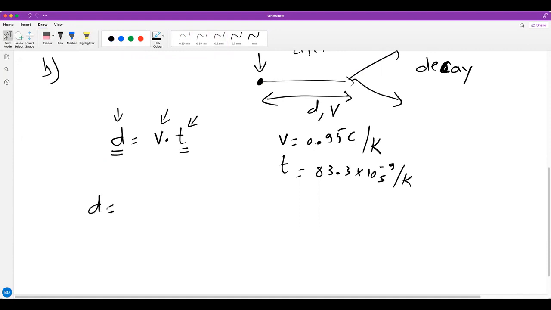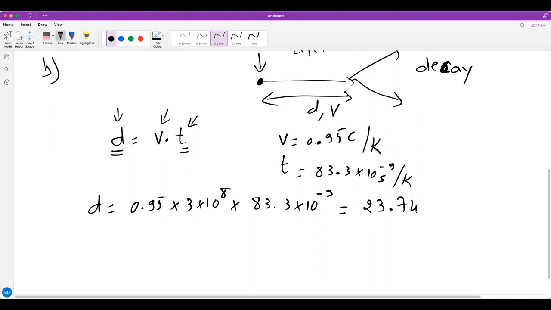So D will be 0.95 times the speed of light, 3 times 10 to the power of 8, times 8.3 times 10 to the negative 9. And the distance, of course, will be in meters, which will be 23.74 meters. So this is a direct consequence of the time dilation equation.